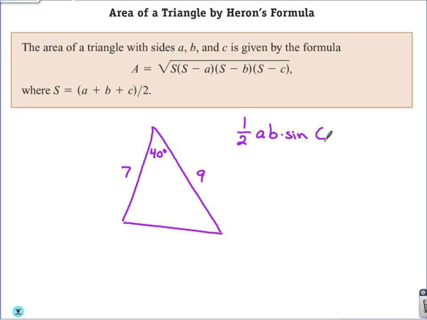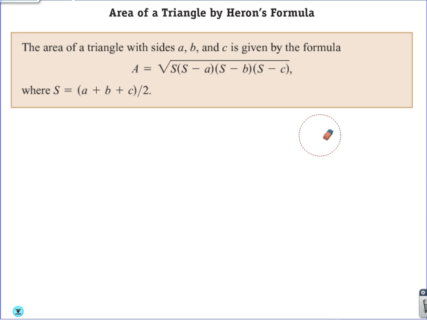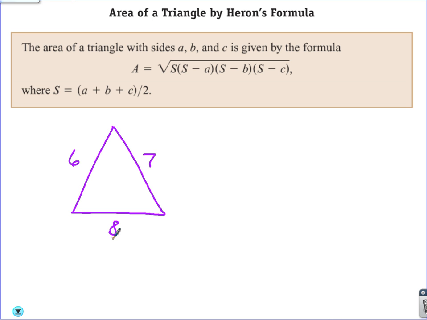There's another method. Third method: anytime you have a triangle and you're given all three side lengths, 6, 7, 8, you can use Heron's formula. Heron's formula is derived, and that's the reason it's thrown into this chapter, because you're going to say, well, where are the sines, cosines, and tangents? It's derived from those formulas.